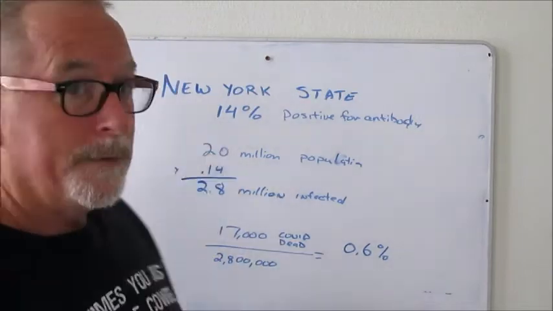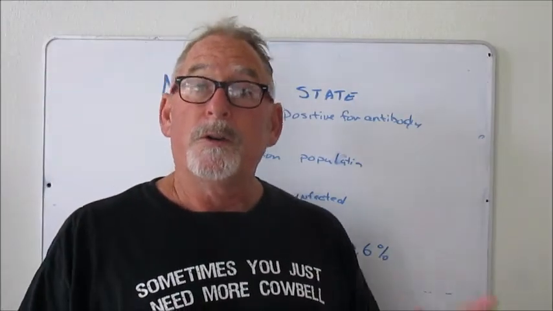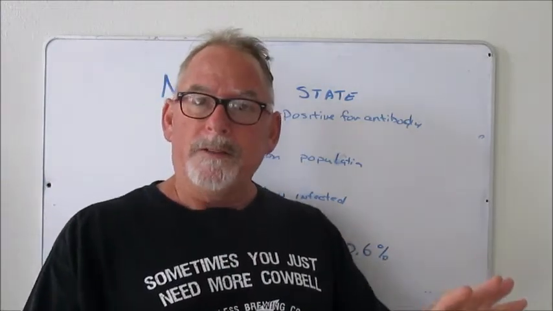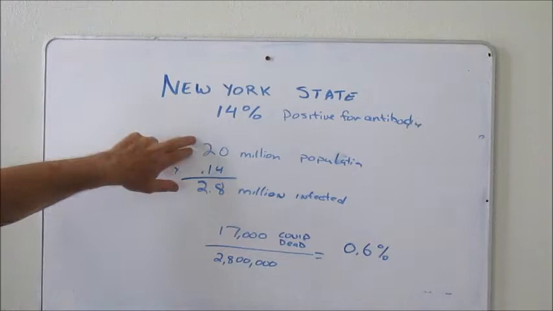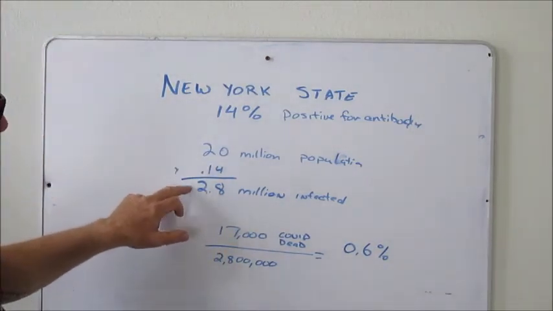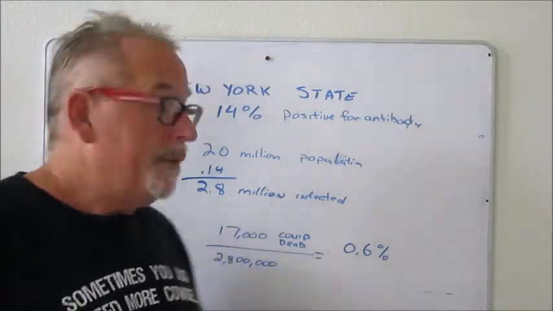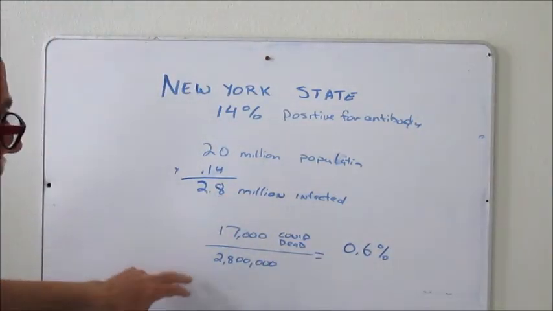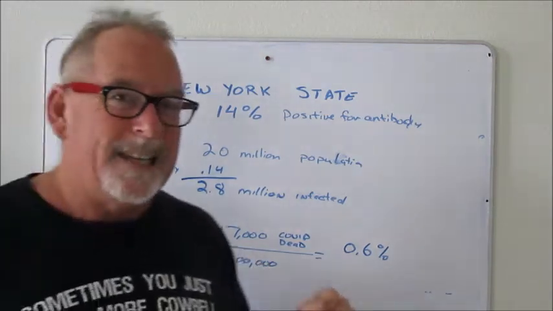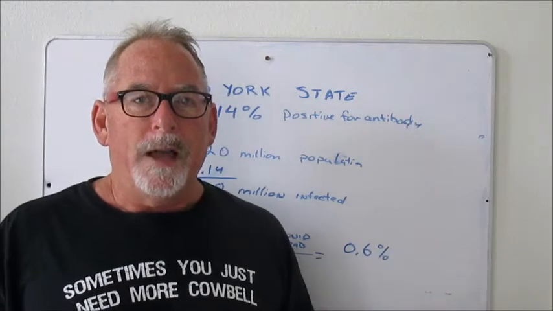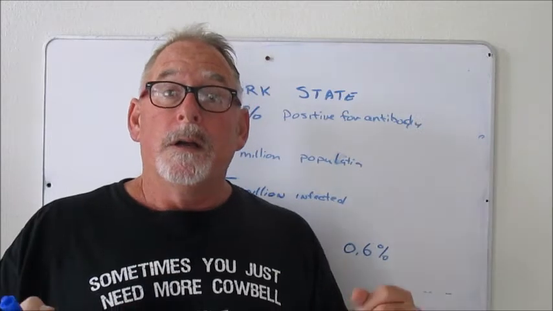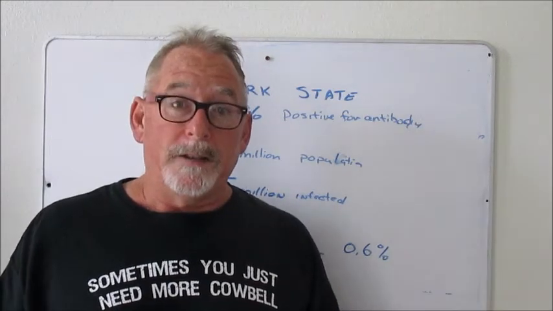So 14% of the population tested in New York were positive for the antibody. So we assume 14% have been infected. It's an estimate, but stay with me. 20 million people in the state of New York times 14% gives us 2.8 million total infected people. 17,000 deaths divided by 2.8 million. I will leave you to do the math at home, but it comes out to 0.6%. That's 6 people out of 1,000 who are infected have actually died.